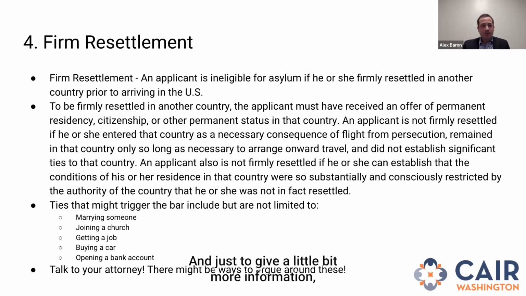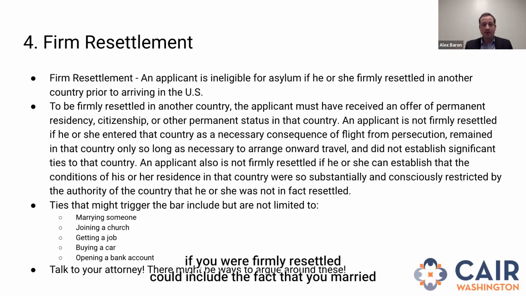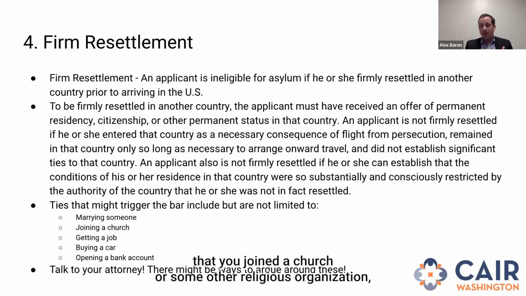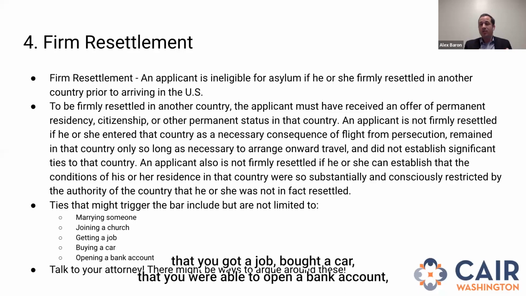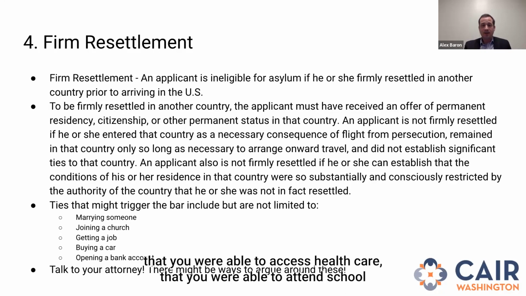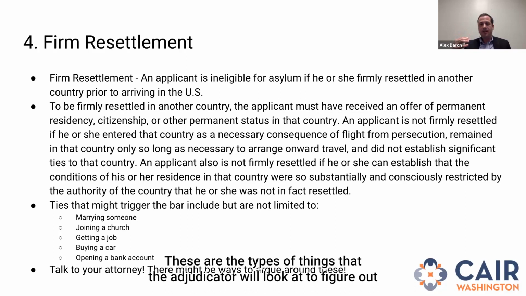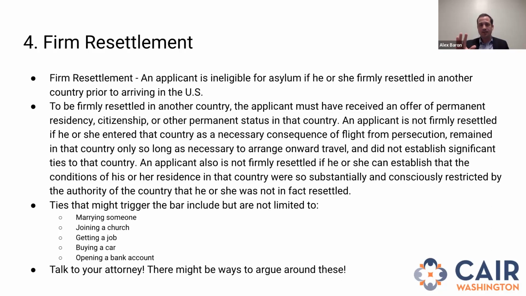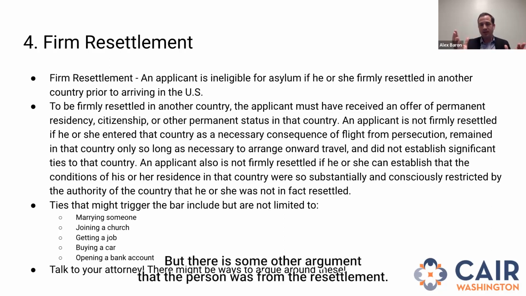And just to give a little bit more information, some of the things that the adjudicator will look at when trying to determine if you were firmly resettled could include the fact that you married somebody from the third country where you passed through, that you joined a church or some other religious organization, that you got a job, bought a car, that you were able to open a bank account, that you were able to access healthcare, that you were able to attend school or had children who were able to attend school. These are the types of things that the adjudicator will look at to figure out if they're going to find you firmly resettled in another country or not. Especially if there isn't that specific offer of a permanent residence, but there is some other argument that the person was firmly resettled.